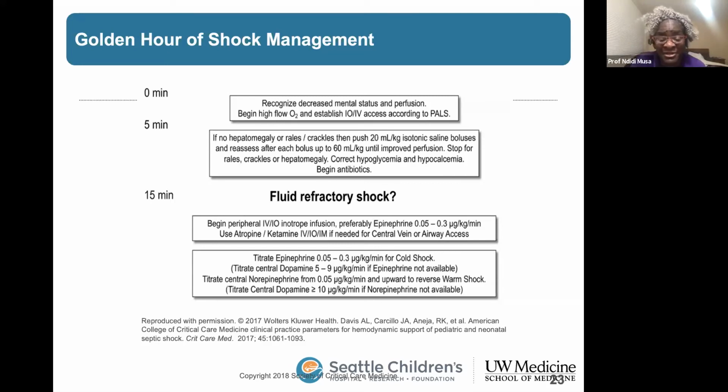You'd rather use epinephrine because epinephrine is beta 1, beta 2, and beta 1 receptors are in the heart, and you can use low dose epinephrine or adrenaline for cold shock. For warm shock, since it's a problem with vasodilation, arterial vasodilation, you want to use noradrenaline in the treatment of warm shock. Now, if you don't have noradrenaline, you can also use dopamine.